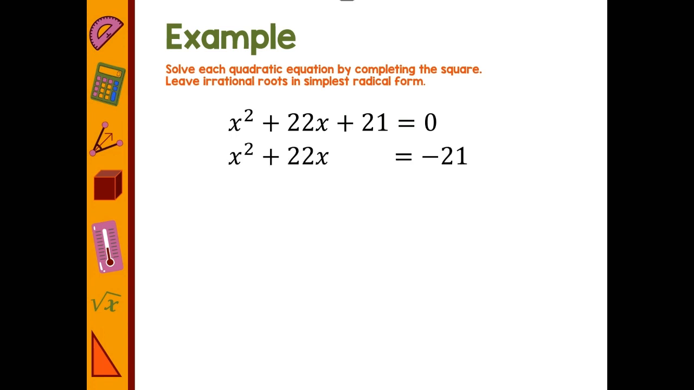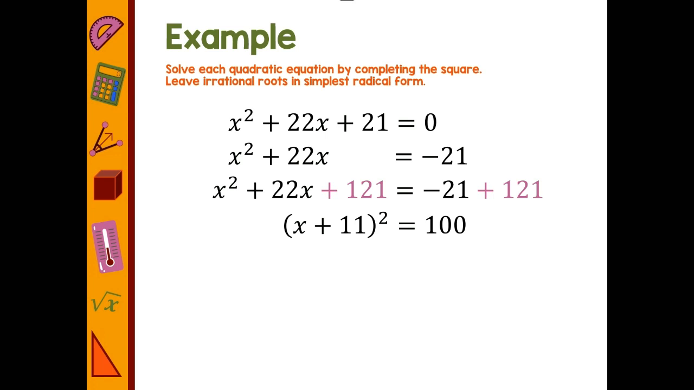Then to complete the square, half of 22 is 11. 11 squared is 121. So I'm going to add 121 to both sides of the equation. Then on the left side, I'm going to factor. So I have (x plus 11) squared. And negative 21 plus 121 is 100.